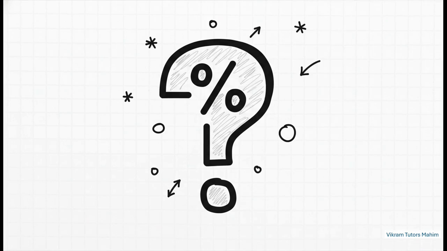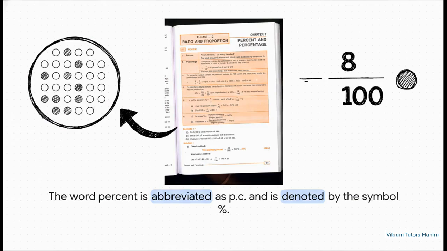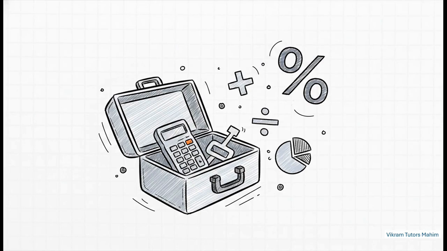Let's get down to the absolute basics. It's actually pretty simple. The word literally means for every 100. It's just a special kind of fraction. So when you see something like 8%, it just means 8 parts out of 100. That's it.